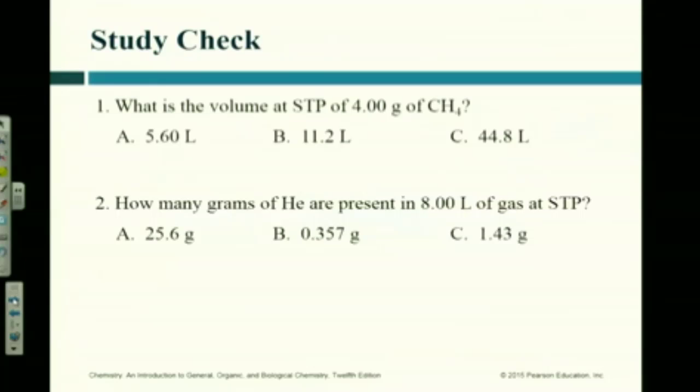All right, why don't y'all work on these two problems? These two are not one step. These are two steps. Remember how to use molar mass as well, okay? Molar mass might come into play.